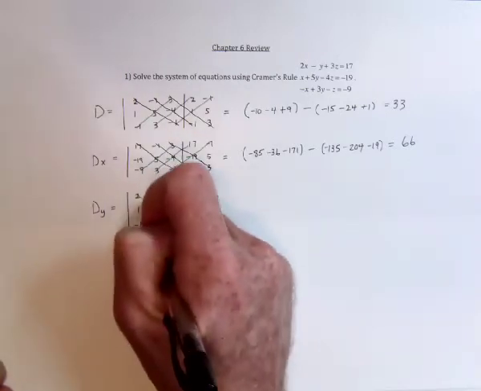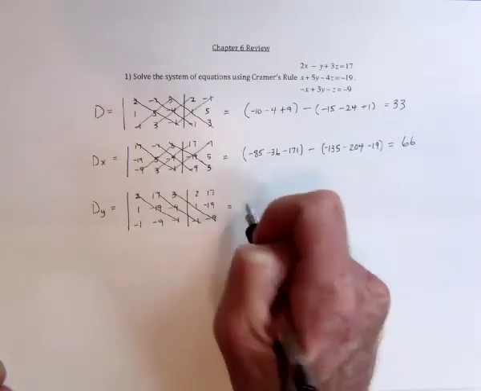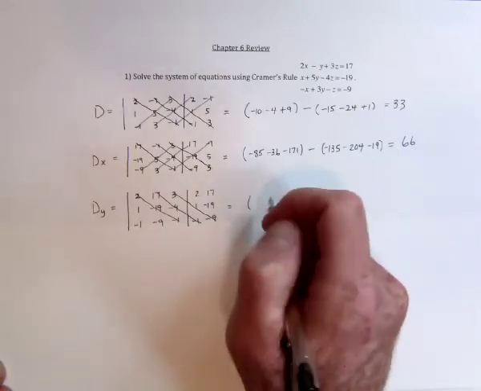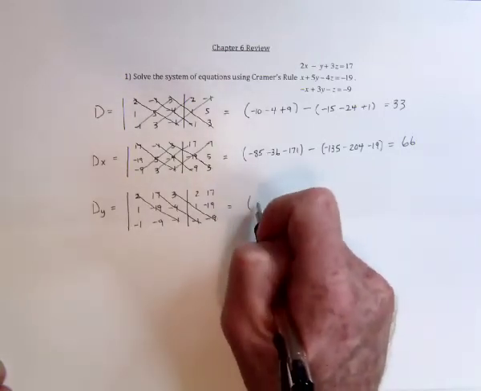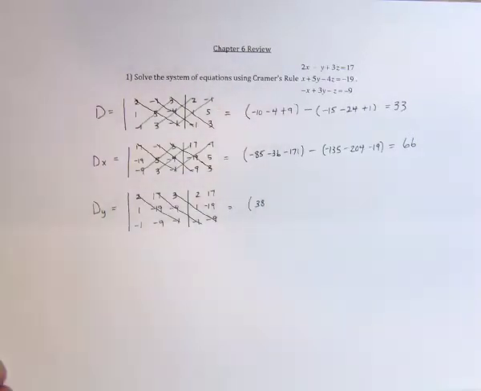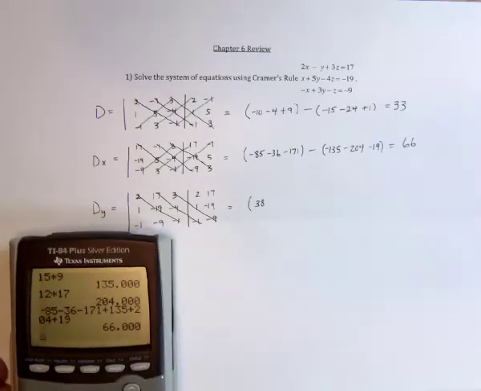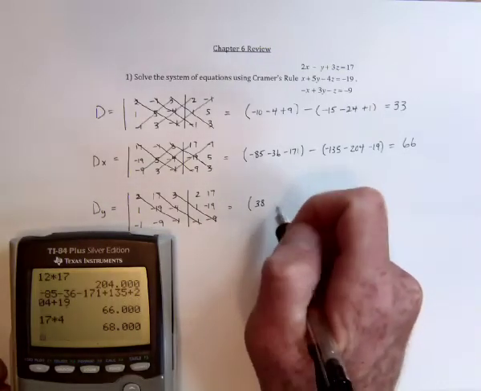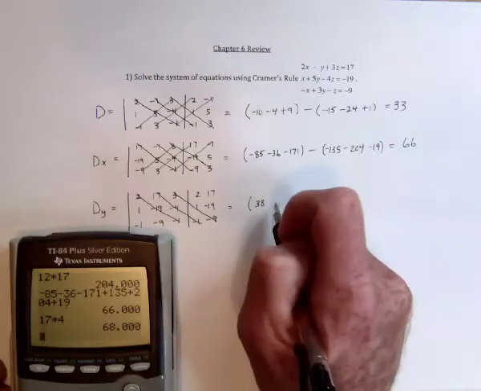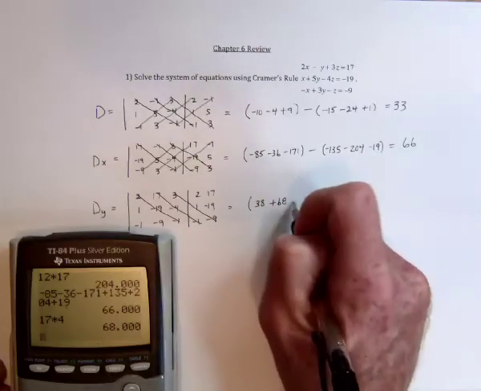Alright, ready for the main diagonals? That's going to be 2 times 19 is 38, and there's two negatives, so it's positive 38. Then 17 times 4, I think is 61. No, 68. Good thing I checked. So that's positive 68. And then a negative 27.